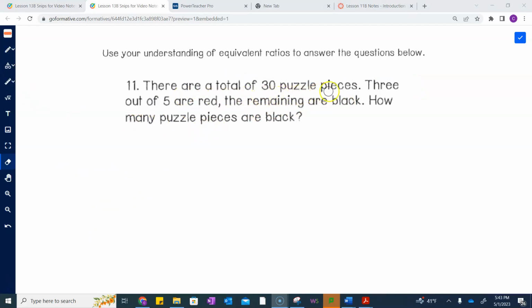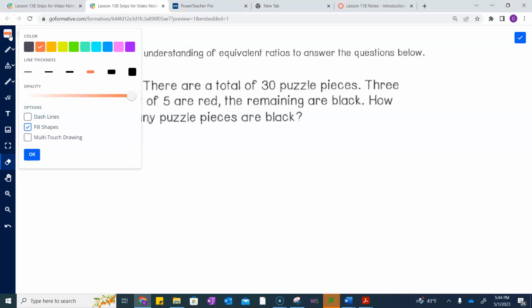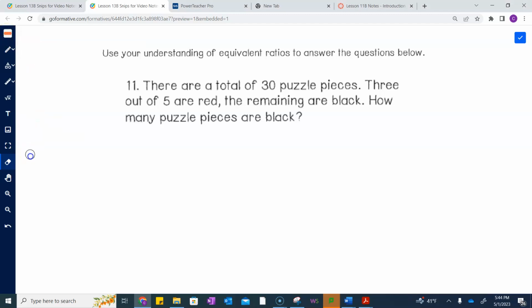There are a total of 30 puzzle pieces. 3 out of every 5 are red. The remaining are black. How many puzzle pieces are black? There are definitely a few ways to approach this problem, but I'm just going to start with simply the ratio they gave me, which was 3 out of 5 are red. So I'm going to write that ratio. 3 out of 5. 3 are red and 5 is total.